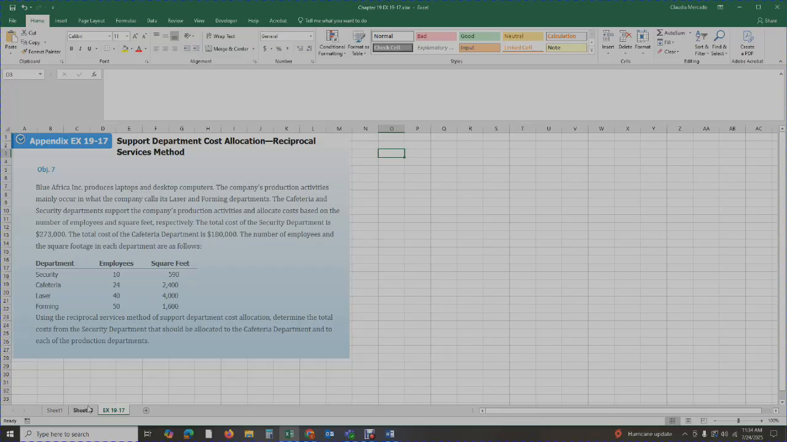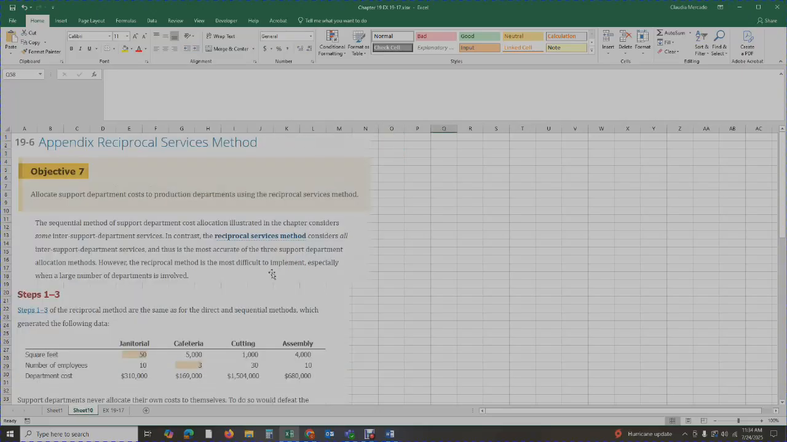Now, before you begin working on the problem, make sure that you have read the section that deals with the reciprocal services method. Like I said, it is in the appendix. There's an illustration, a detailed example provided. I did not copy it all here to the screen because you do have access to the ebook. I just copied bits and pieces, but make sure that you do read the section.